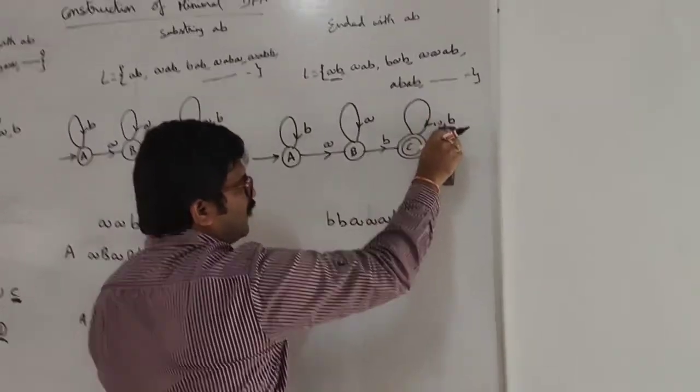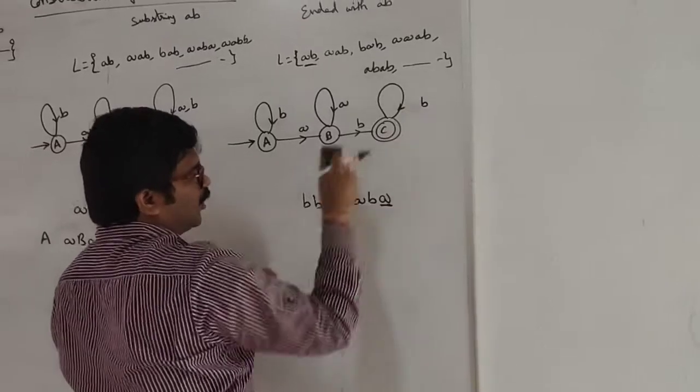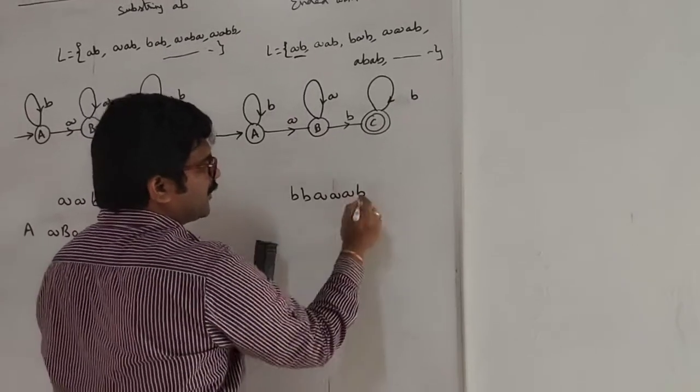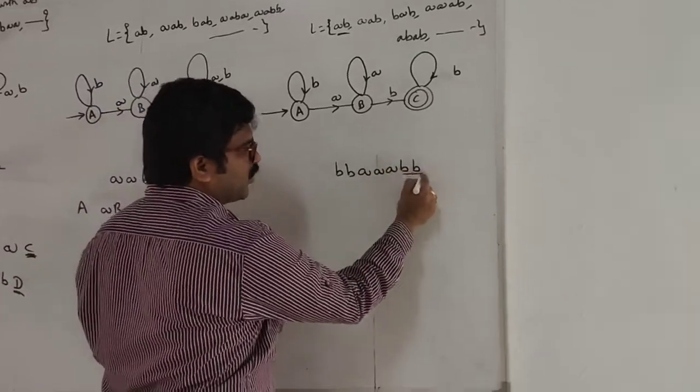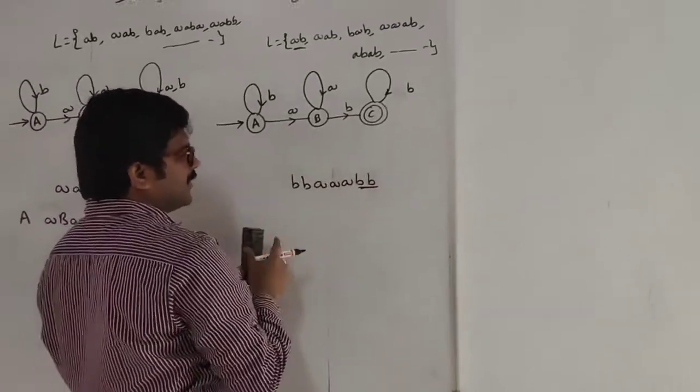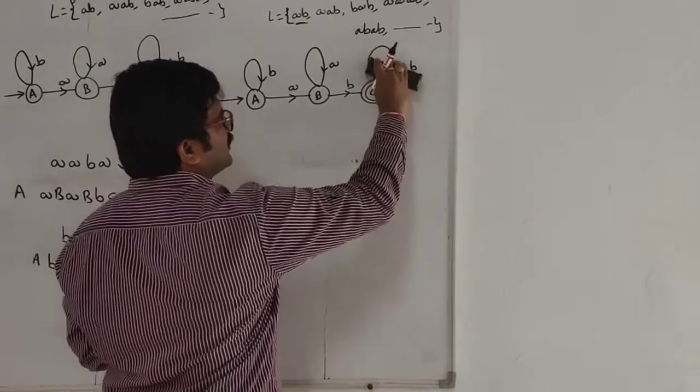So if you give a self loop with the transition A, you are getting a problem. Similarly, instead of A, if you give B, again that is the problem. Because if you give a B, the ending is BB. But what we require is AB. So you cannot give the self loop here.